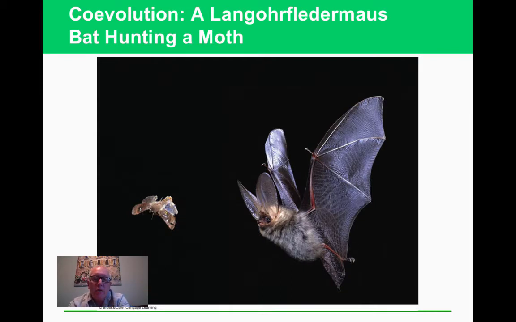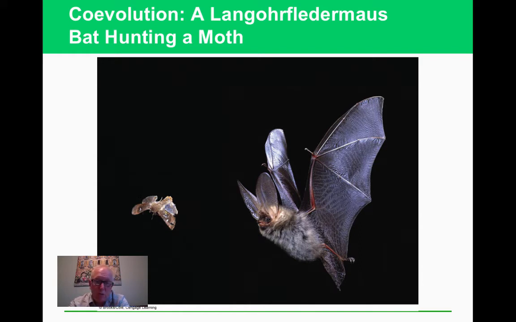And the idea here is that moths that are faster will be able to elude the bats easier, and so they are able to pass on and reproduce more, pass on that trait. So the bats, by going after the moths, drive the natural selection of the moths getting faster and faster. And same with the bats.